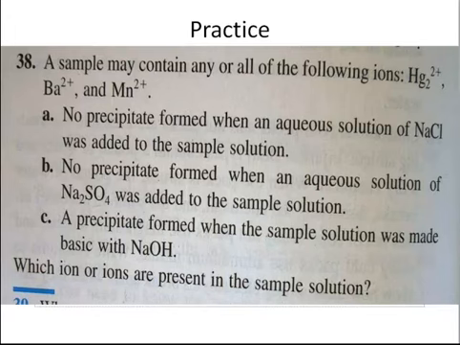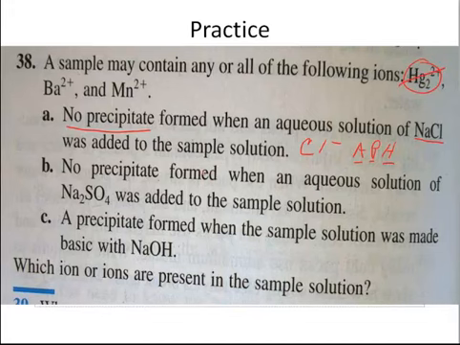The first one says that no precipitate was formed when an aqueous solution of NaCl was added. Well, sodium, you know, is not going to ever react with anything, but we know, hopefully, the rules for chlorides. The mnemonic I have is A, P, and H, and that stands for silver, lead, and mercury. So if no precipitate was formed when you added that, then that takes away this mercury right here. All right, let's look at the next one.